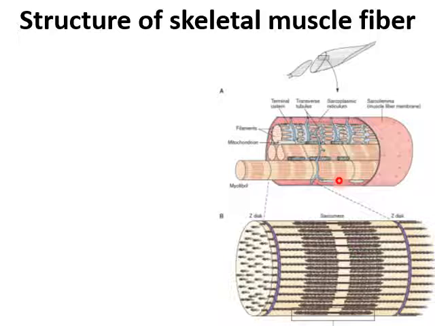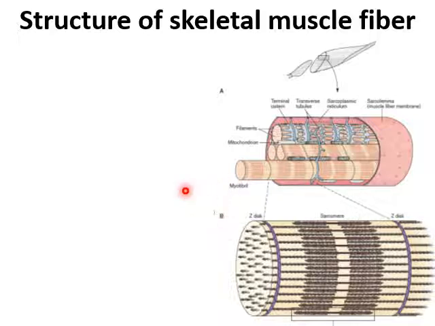Structurally, it is about 10 to 100 microns in diameter. Its diameter is 10 to 100 microns and its length varies with the length of the muscle. Certain times it extends to the entire length of the muscle. From this end to this end it might extend. So its length is variable, whereas diameter varies between 10 to 100 microns.